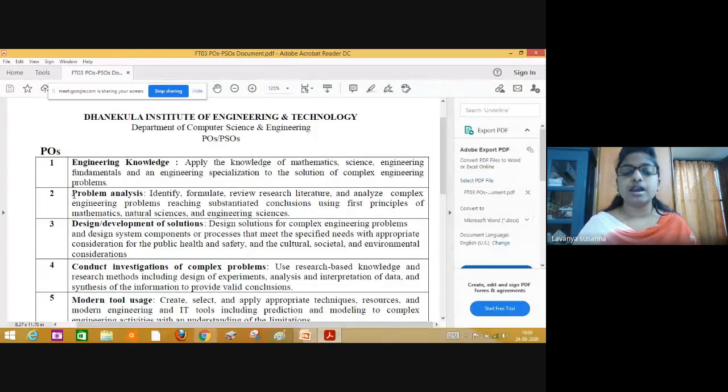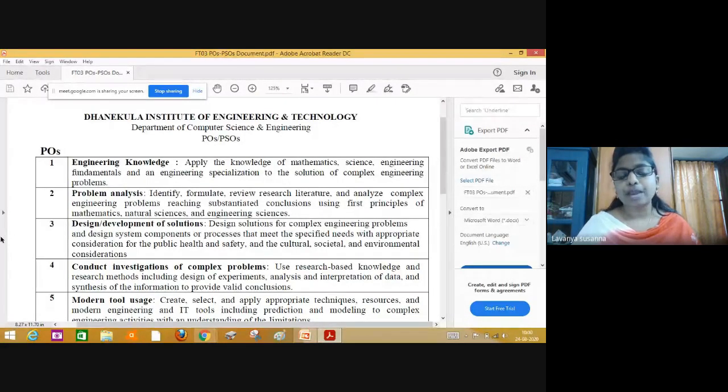PO2 is problem analysis. This analysis phase will help to analyze the real world problems. Here in the analysis phase, you're going to identify the classes, objects, and relations between the classes and objects, and the output or the product of this analysis phase will serve as a model to the design phase.